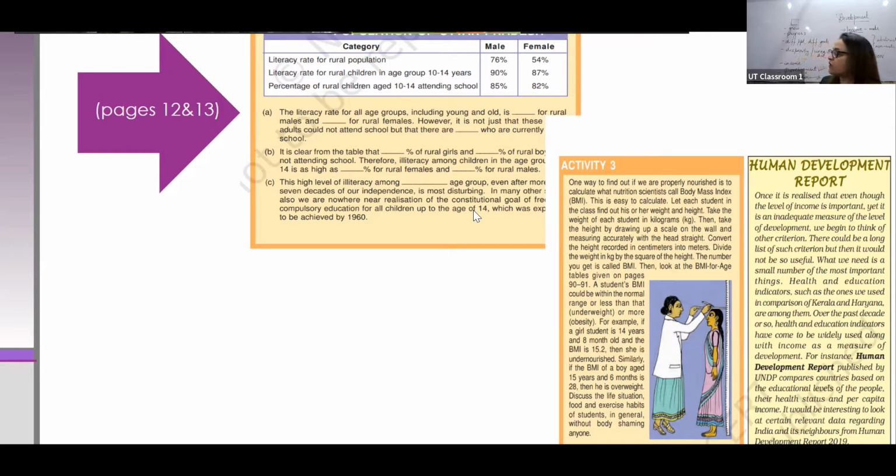Then take the height by drawing up a scale and accurately measuring. Convert the height recorded into meters. So height you are going to need in meters. Divide the weight in kg by the square of the height. Divide the weight in kg by height square. And whatever answer you get, you might get some 15.2 or whatever, like it's given in this example.